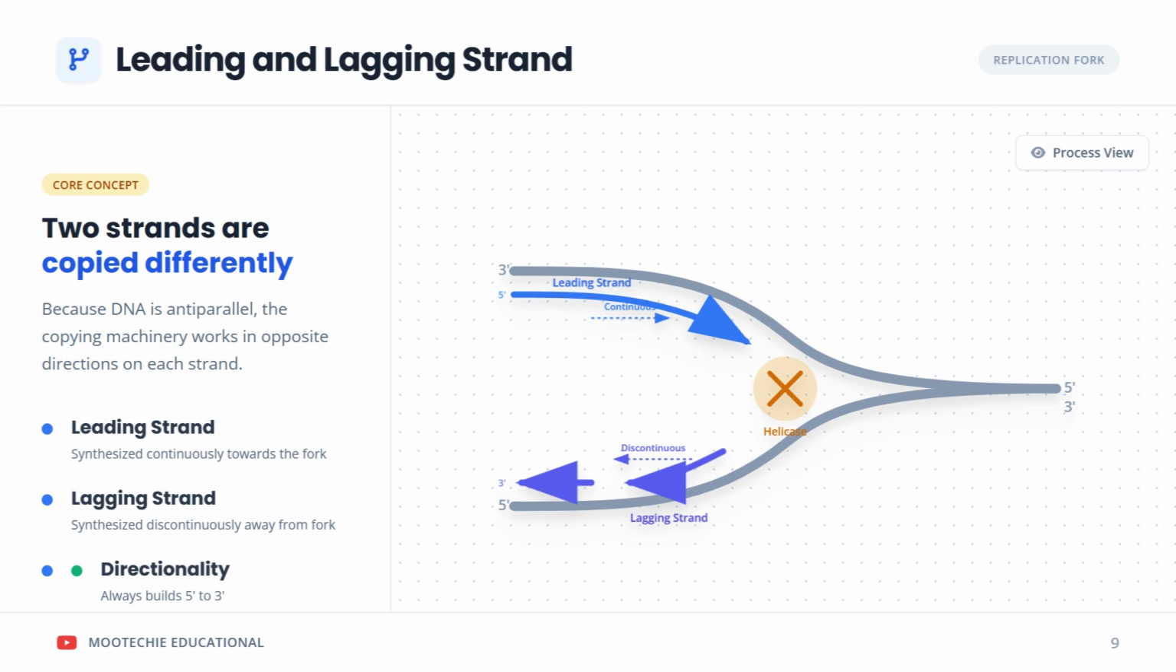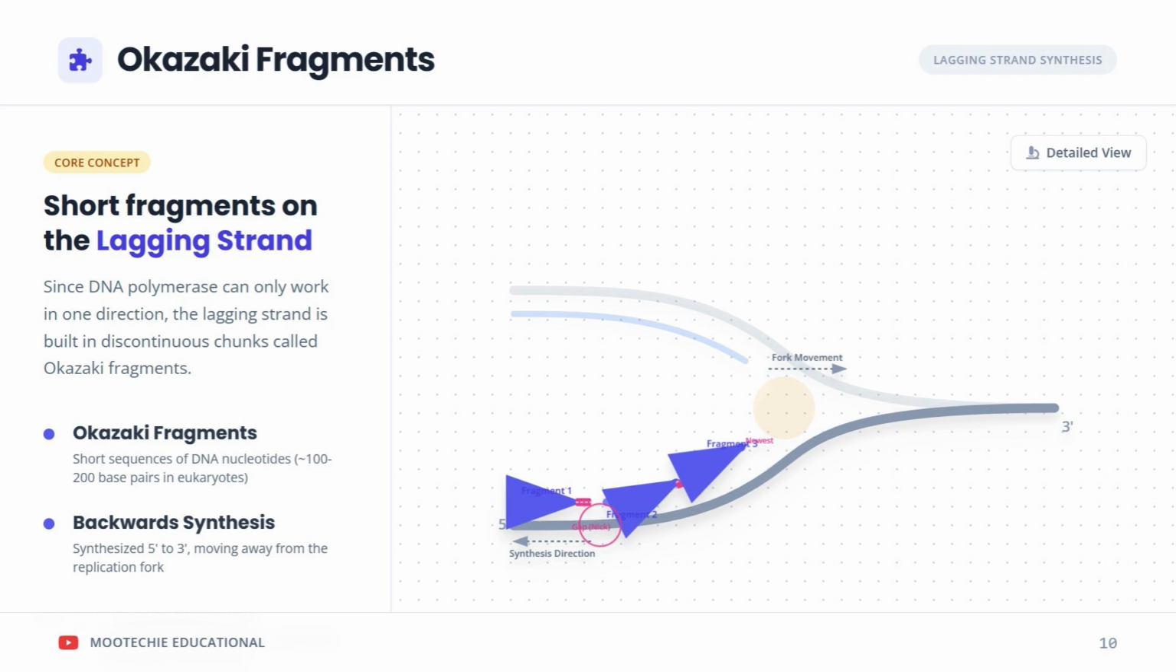Those pieces made on the lagging strand are known as Okazaki fragments. Since DNA polymerase can only work in that one direction, it has to keep starting new segments as more of the template becomes available. These are short sequences, about 100 to 200 base pairs long in organisms like us. They are synthesized backwards relative to the fork movement, but still in that 5' to 3' direction. We are left with all these fragments on the lagging strand.